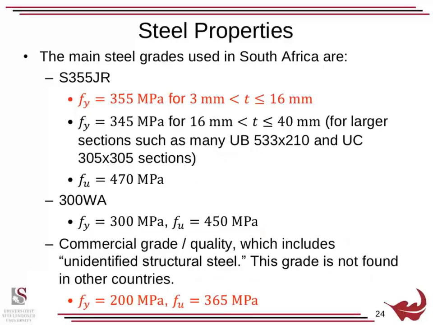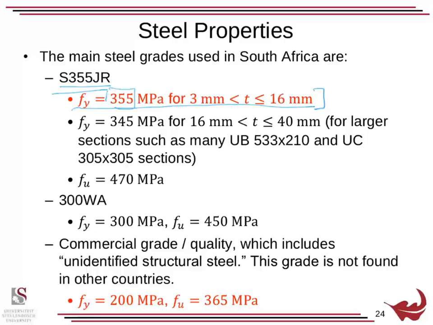And in South Africa, the main property of the steel is a yield of 355. This is the S355JR. That's the most commonly used steel grade in South Africa at the moment. So most of the steel we use is S355. And so for general steel, for everything from 3 to 16 mils thick, which covers the bulk of the sections, we use a yield strength of 355.